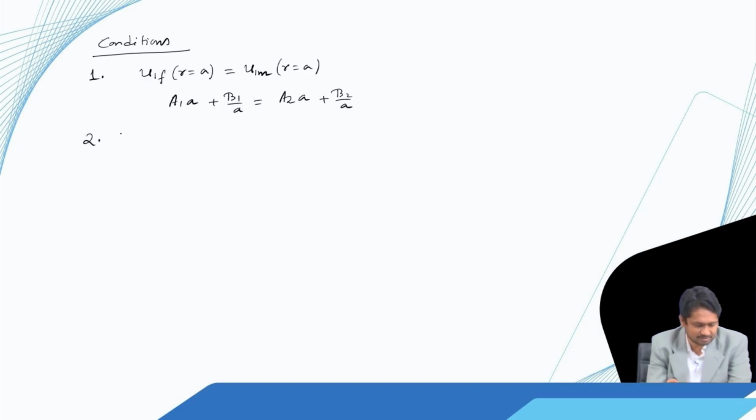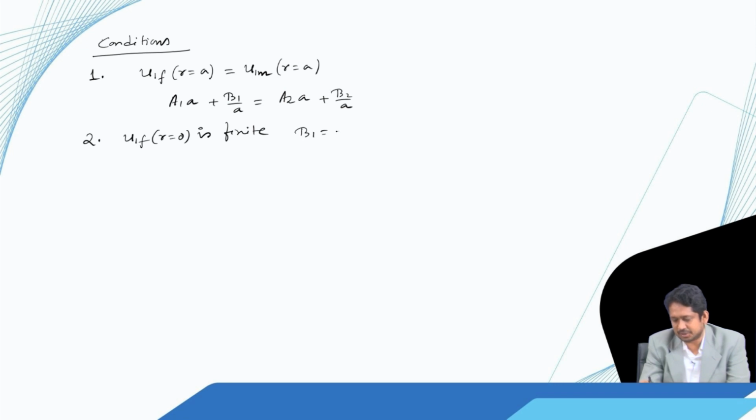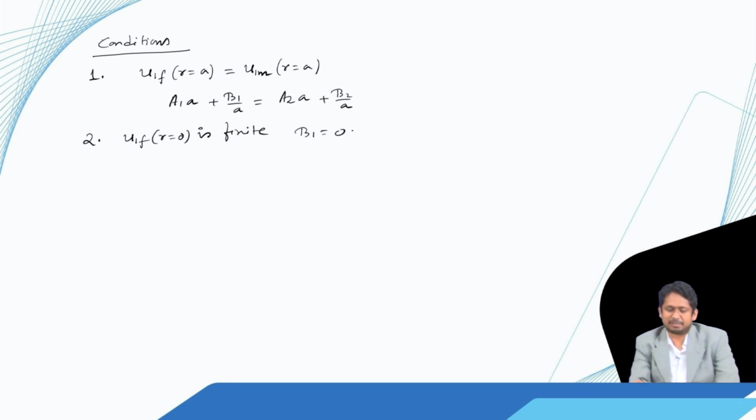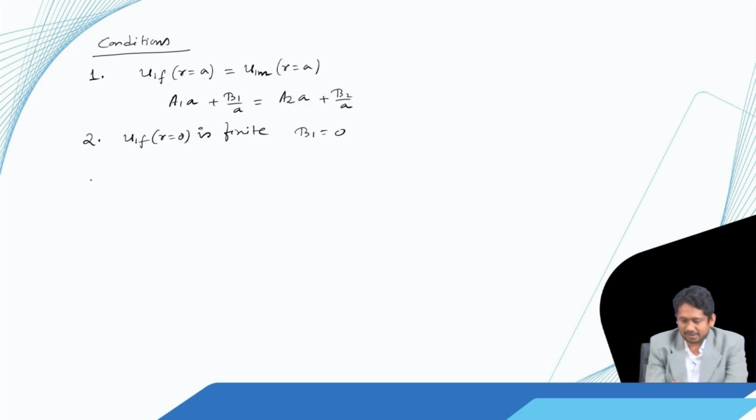The second condition is that U1 f at r is equal to 0 is finite, and that tells me that B1 is equal to 0. In fact, you could have made this assumption before itself, and instead of assuming U1 within fiber as A1 a plus B1 by a, we could have assumed just it as A1 a.